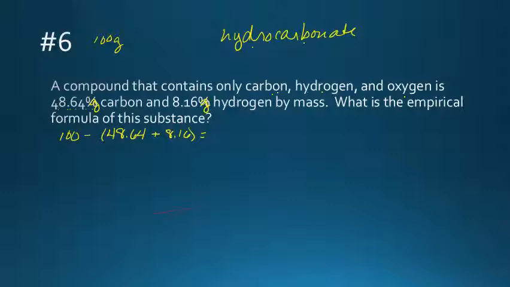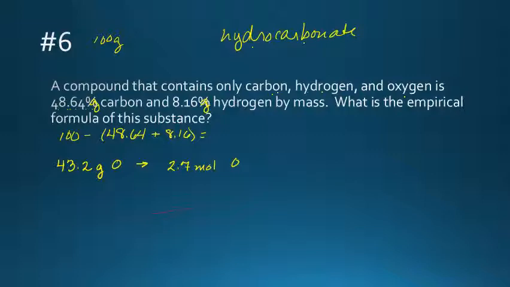So I'm going to go ahead and do that. 100 minus 48.64 plus 8.16, and that is then 43.2% oxygen. But since we have 100 grams, I'm going to go ahead and call it grams of oxygen. Now you need to convert that to moles of oxygen. So I'm going to take that number and divide it by 16. And you end up with 2.7 moles of oxygen.